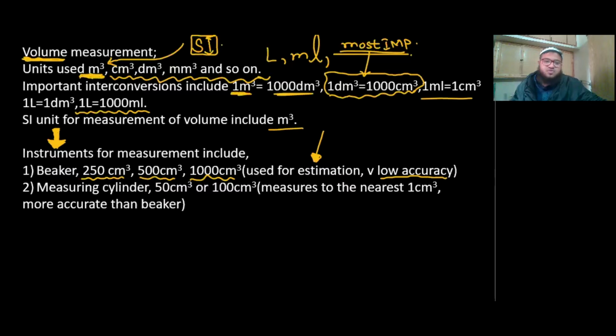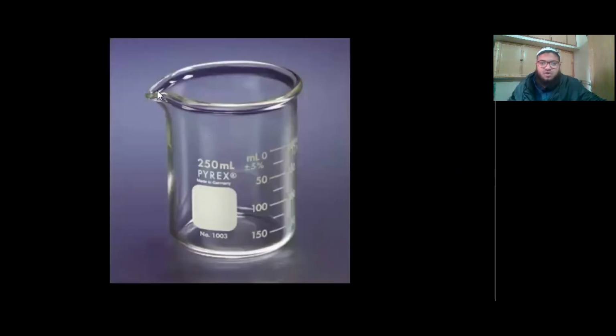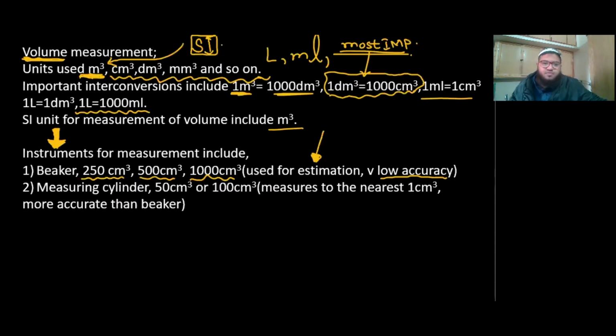Okay, so this is used for estimation, and this is how your beaker looks. It has a beak-like structure over here, just like the beak of a crow, so that's why it's called a beaker. And this is a container over here, and this is a 250 ml beaker. Now let's move back to our slide.